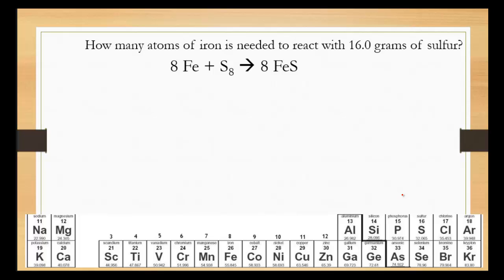How many atoms of iron, that's what we're looking for, is needed to react with 16.0 grams of sulfur? Alright. So we have 16.0 grams. We're being asked about iron, but we're being given information about sulfur. So we need a horizontal line here to go from one to the other. Moles are the end caps. To go from one to the other, we're going to use coefficients.